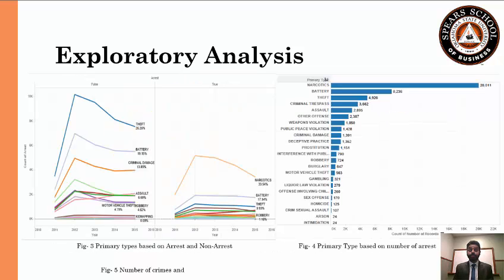Next, we found out the number of arrests according to the crime type. In figure 3, we observe the relationship between the primary type and the percentage arrest. We observe that the primary types narcotics, battery, and theft have the highest arrest percentage at 33.54, 17.14, and 9.93% respectively. On further analysis, we observe that the primary types narcotics, battery, and theft have the highest count of arrests, which is shown in figure 4.